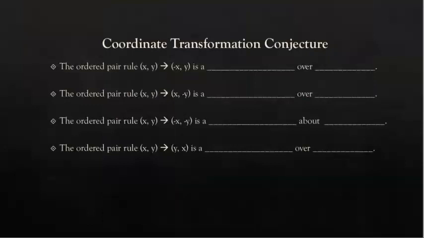So let's write those down. Our first one was a reflection over the y-axis. Our second one, where we negate the y, so x, negative y, was a reflection over the x-axis. When we negate both of them, so when x, y becomes negative x, negative y, it's a rotation. And that rotation was 180 degrees about the origin.